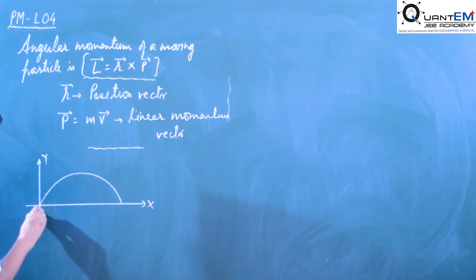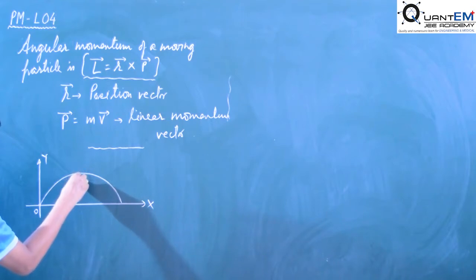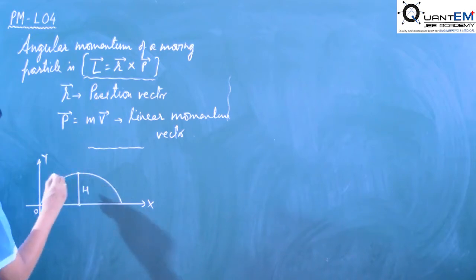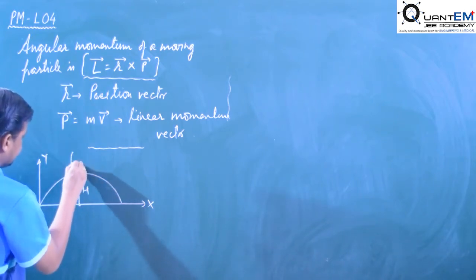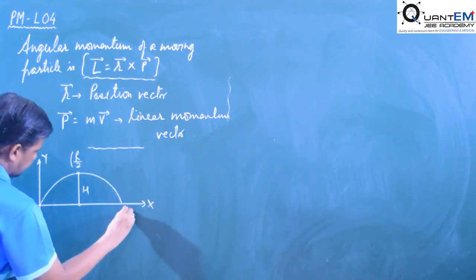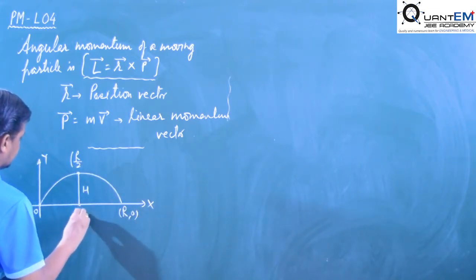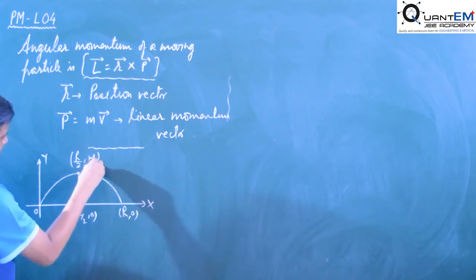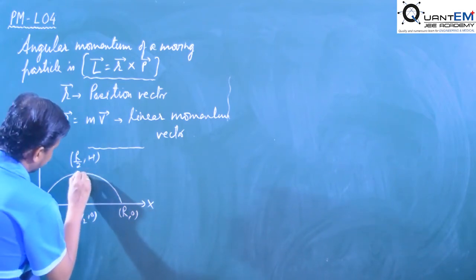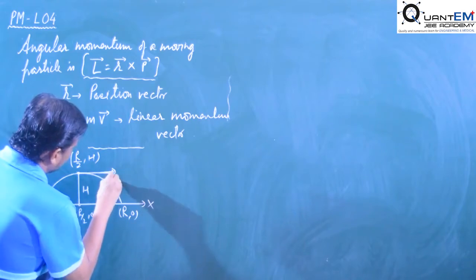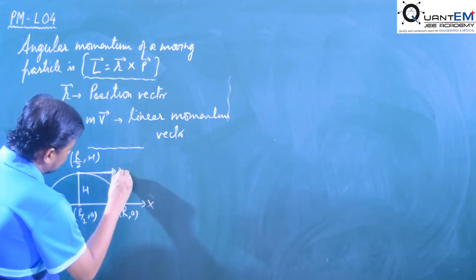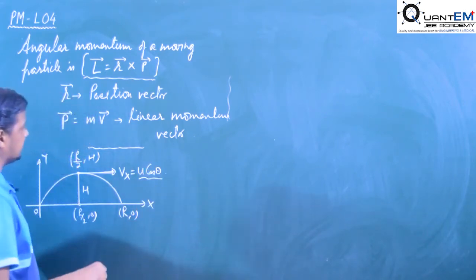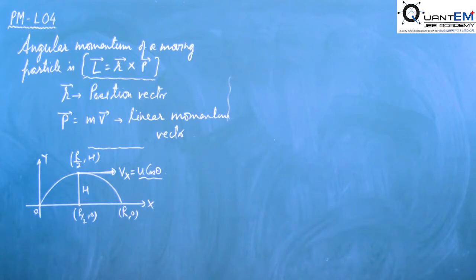About the point of projection, it is the origin of the coordinate system. When the projectile is at maximum height, this coordinate is R/2 and the maximum height is h. At this point of maximum height, the particle has no vertical velocity, it has only the horizontal velocity. So Vx is u cos theta, because velocity remains constant along the horizontal direction.